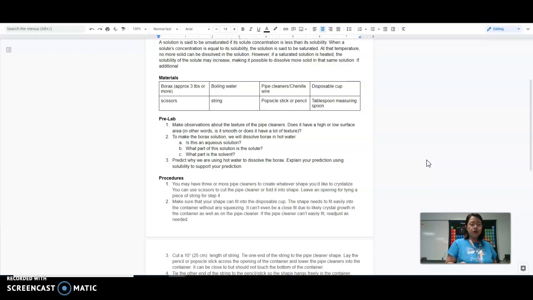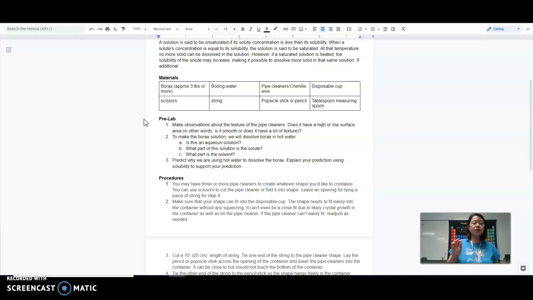For question 2, it says, to make the borax solution, we're dissolving borax in hot water. And part A is asking if this is an aqueous solution. And the correct answer is yes, because any aqueous solution uses water as the solvent. So for part B, what part of the solution is the solute? Well, what got dissolved? The borax. And then the part that's the solvent does the dissolving. That's going to be the water.